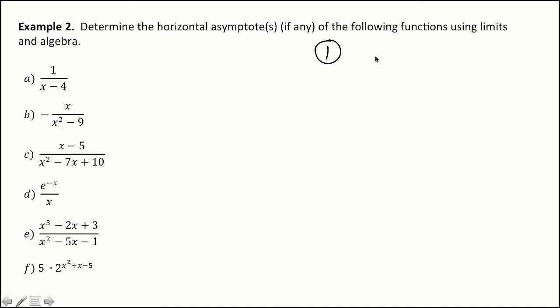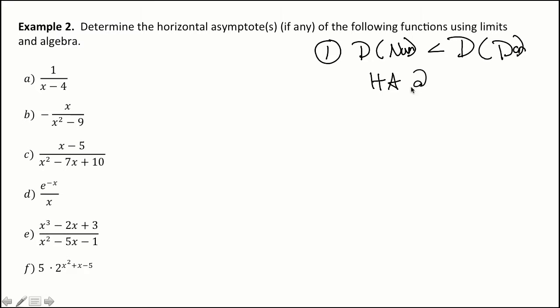So the first case is if the degree of the numerator, and we're going to call that d, the degree of the numerator was less than the degree of the denominator. So if the degree, or the highest power, of the numerator is less than the highest power in the denominator, then we have a horizontal asymptote at y equals 0.